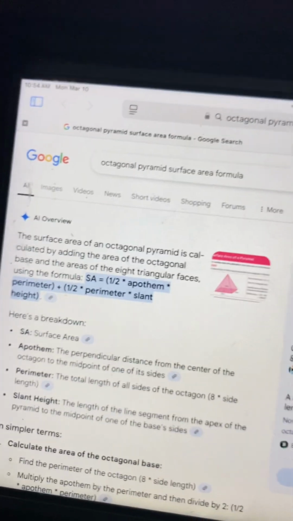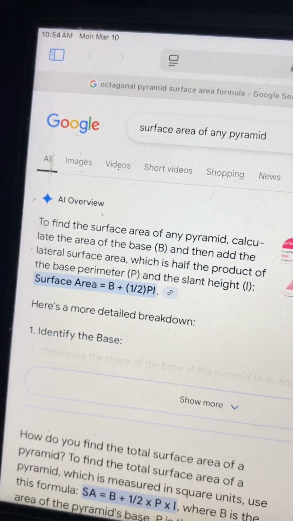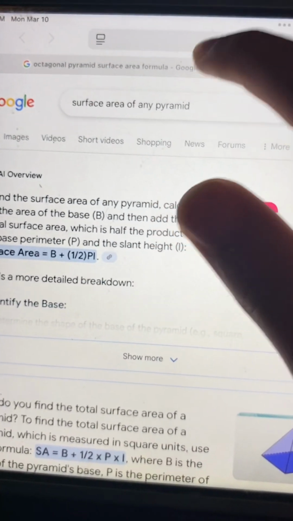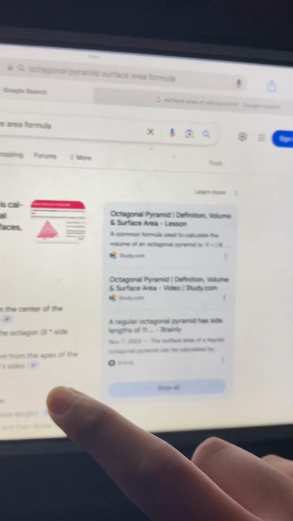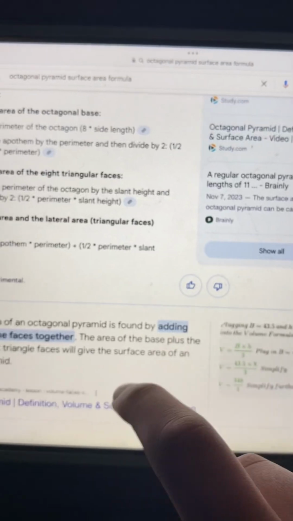But like I said, the surface area of any pyramid is B plus 1/2 times PL, which you could also use over here. For its net, we could also add the area of all the faces together. And then there are two more kinds of pyramids, the enneagonal pyramid and the decagonal pyramid.